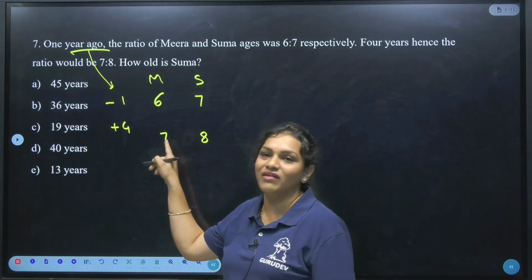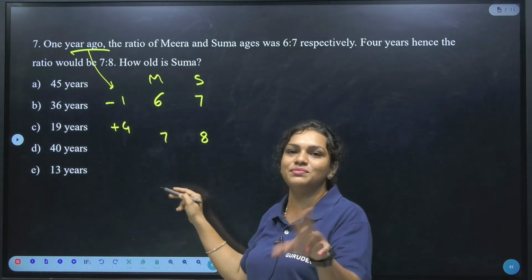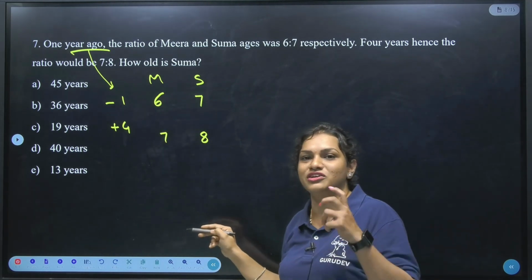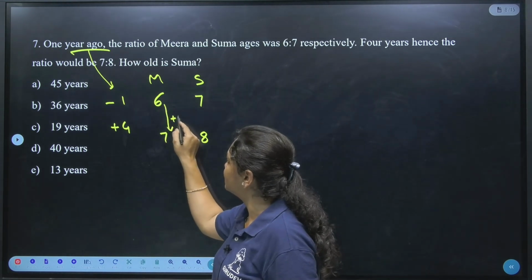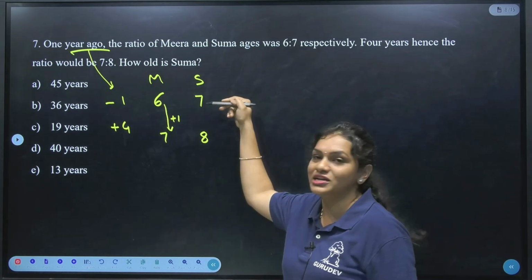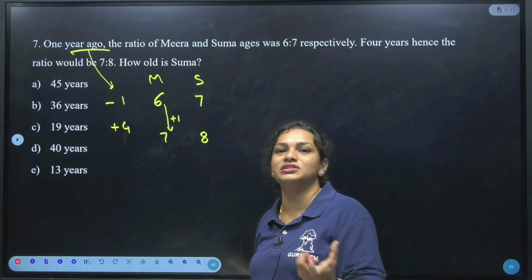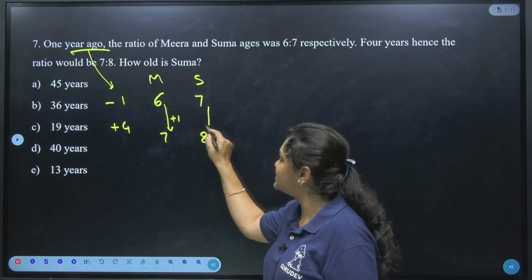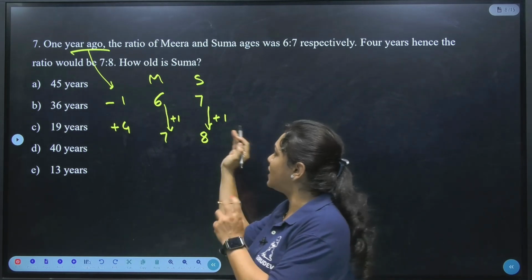So what we have learned in the previous class: now 6 is there and 6 is becoming 7. In the sense, totally how much part of increment is done? Increment is happening here. Isn't it +1? Okay, similarly, Suma's age is 7 1 year ago. In the sense, after 4 years, how much is it becoming? It is 8. Isn't it again one part of increment done? Yes, this one part is constant.